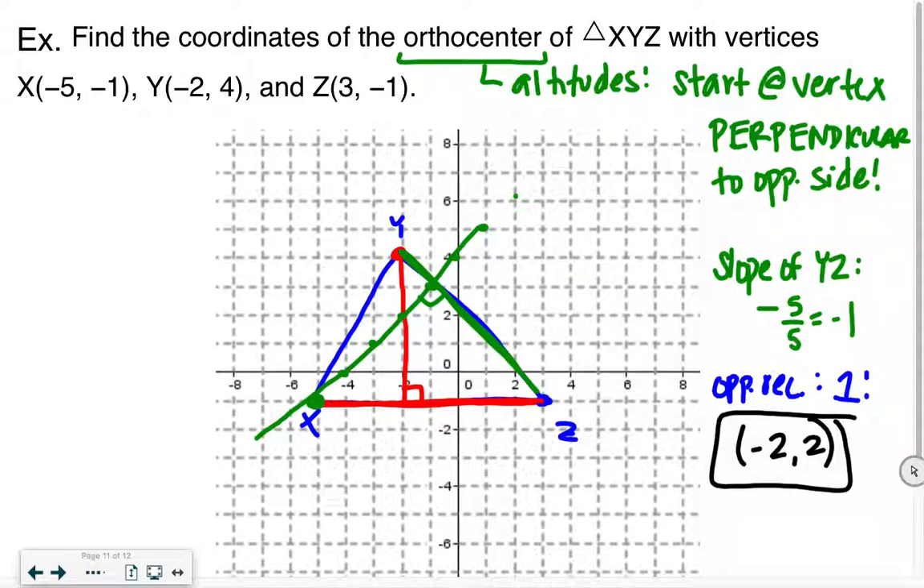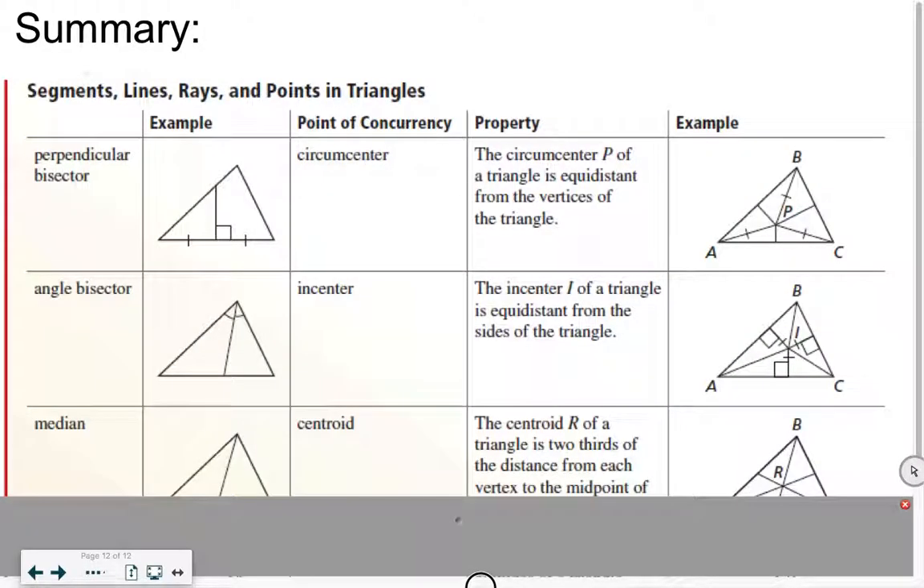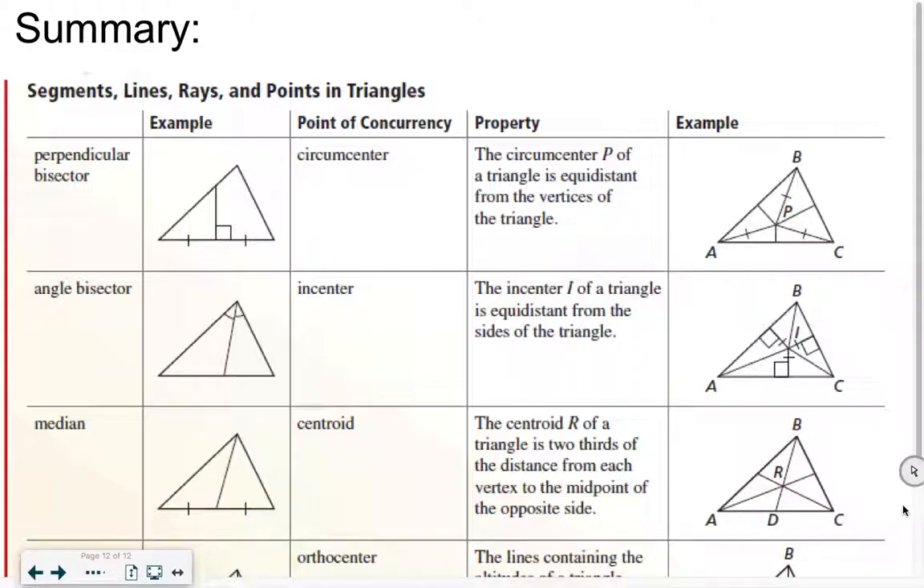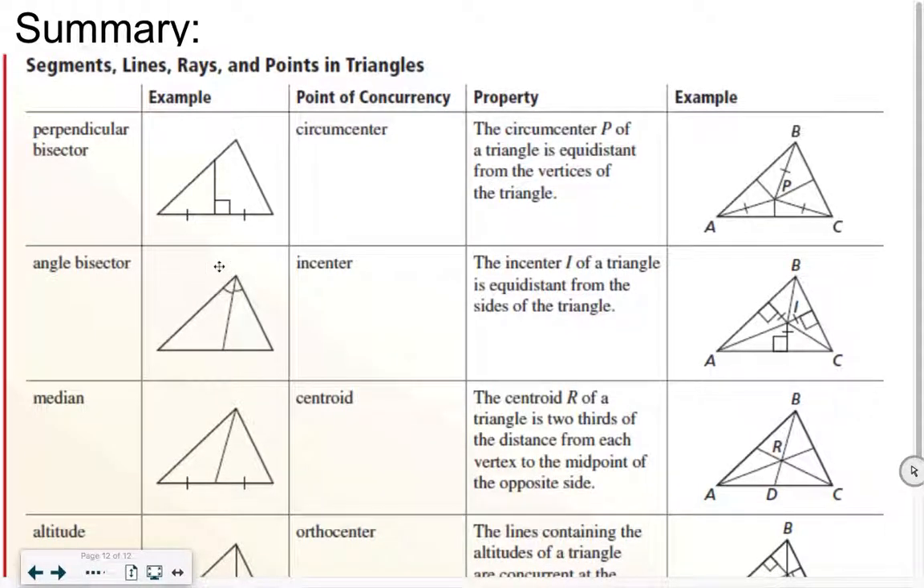So, in conclusion here, this chart's on your notes. This breaks down, and I'm going to give you guys a different graphic organizer tomorrow. This chart breaks down what the segment we've gone over is, what it looks like. I can tell you guys on the test, you're going to have to match each segment to each picture, where they meet, what that name is, and any important theorems that they have. The altitude doesn't have one, and then kind of what that picture looks like.